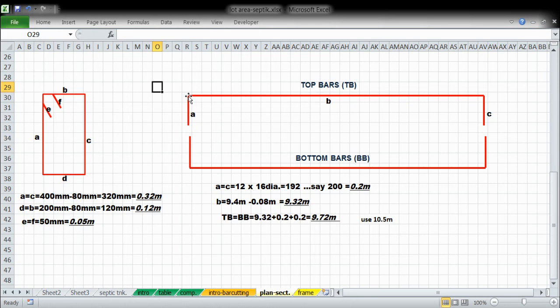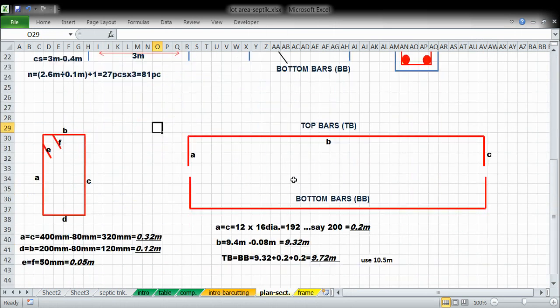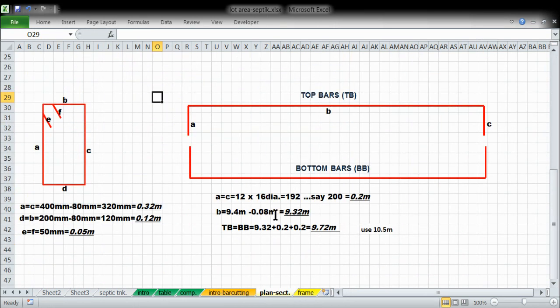So, the measurement of B from the hook will be 9.4. This 9.4 minus 40 would give us 9.4 minus 0.08. And that is 9.32 meters. Okay? So that is now the length of B. So let us get the total length TB. And since TB is the same as BB, TB is equals to A plus B plus C, simply 9.32 plus 0.2 plus 0.2 is 9.72.